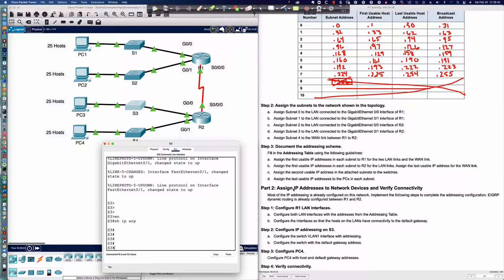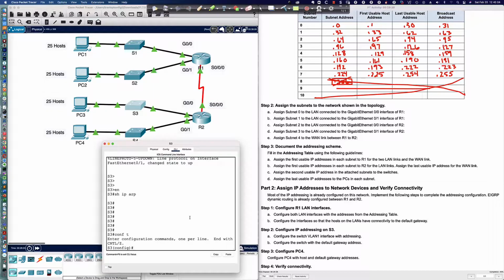Again, as I'm reading down here, just trying to find another way through the activity. Because it's saying assign subnet 2 to the LAN connected to router 2, and then subnet 3 to the gig 01 interface that's on router 2, and then assign subnet 4 to the WAN link between R1 and R2. So let's assume that R2 is configured. Okay, let's go with that.